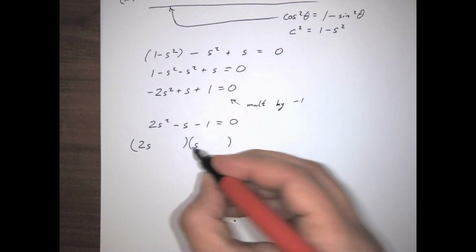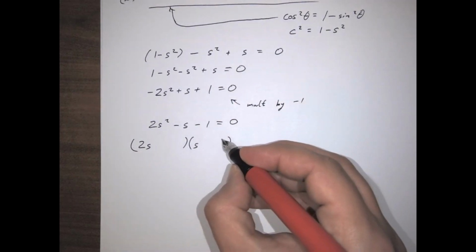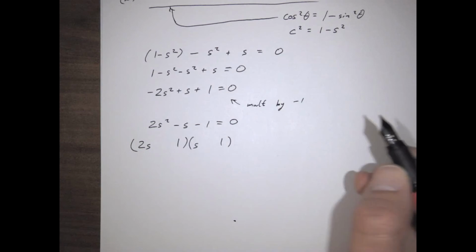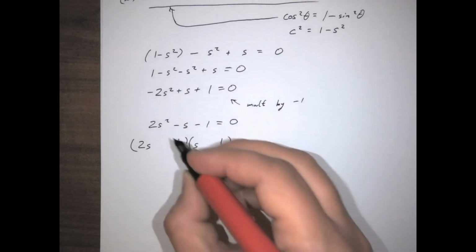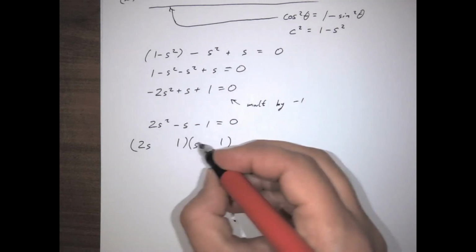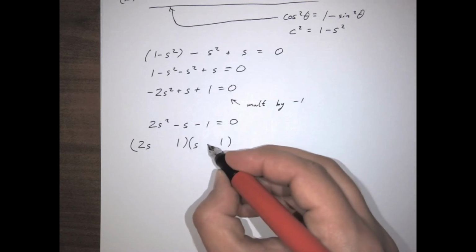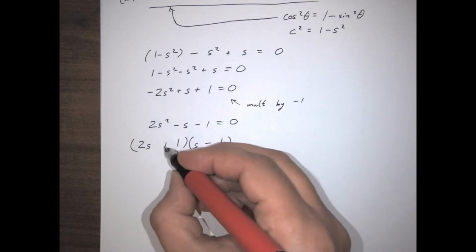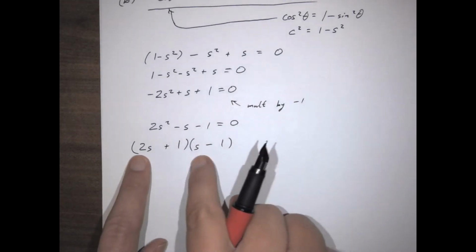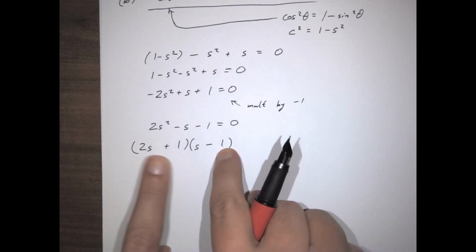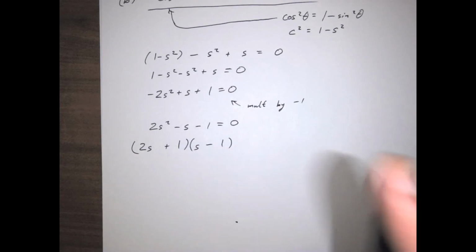2s and s. And then we have 1 and 1. We just have to decide which one to make negative. And if I want the overall result to be negative, I'm going to want plus s minus 2s. And it's going to be like that. So that when I FOIL it, s squared minus 2s plus s minus 1.